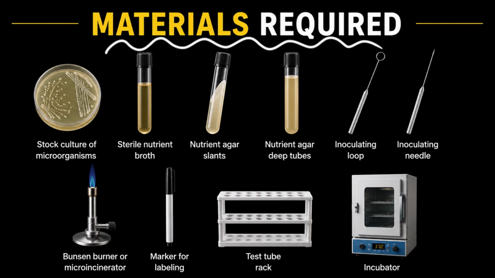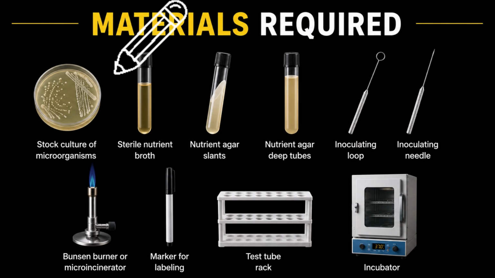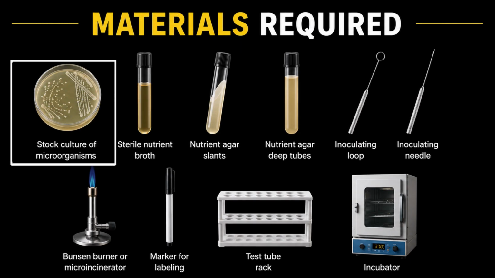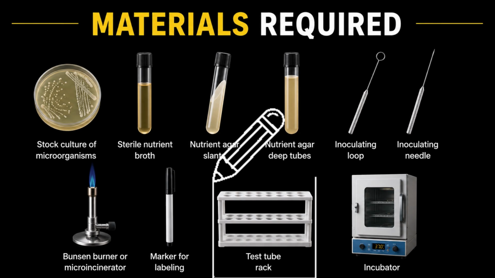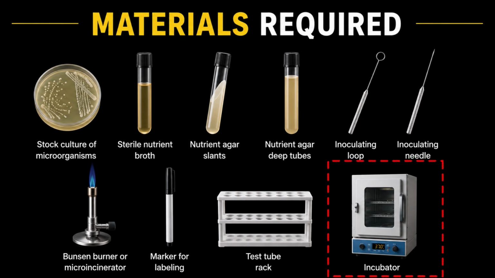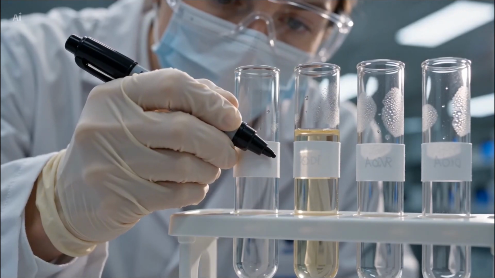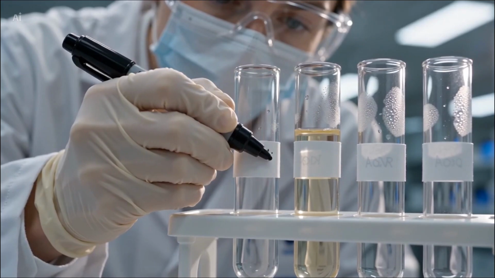Now that we understand the overall process, let's look at the materials required. For this experiment, we need the following materials: stock culture of microorganisms, sterile nutrient broth, nutrient agar slants, nutrient agar deep tubes, inoculating loop, inoculating needle, Bunsen burner or micro-incinerator, marker for labeling, test tube rack, incubator. Now let's understand the procedure of this experiment step by step.